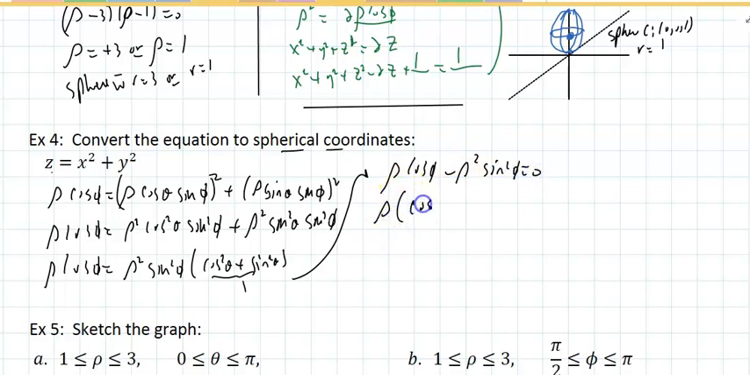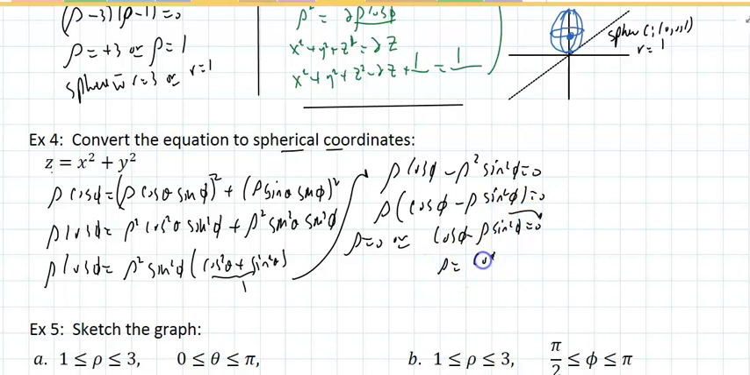Factor a rho out: rho times (cosine of phi minus rho sine squared of phi) equals 0. Rho equals 0, or cosine of phi minus rho sine squared of phi equals 0. So rho equals, if you move it over and divide by sine squared of phi, there it is. You could even massage that a bit and say that's cosine of phi over sine of phi times 1 over sine of phi, which is cotangent of phi, cosecant of phi if you wish.